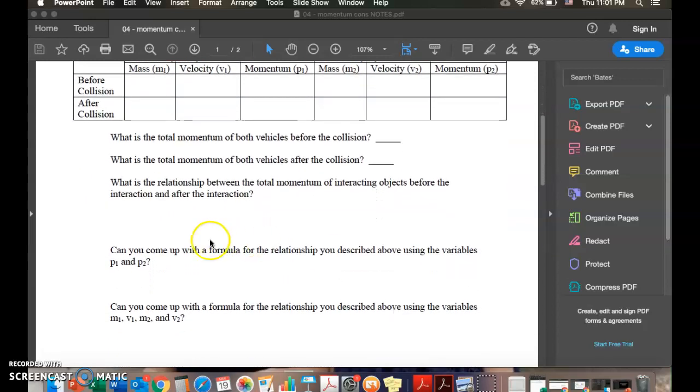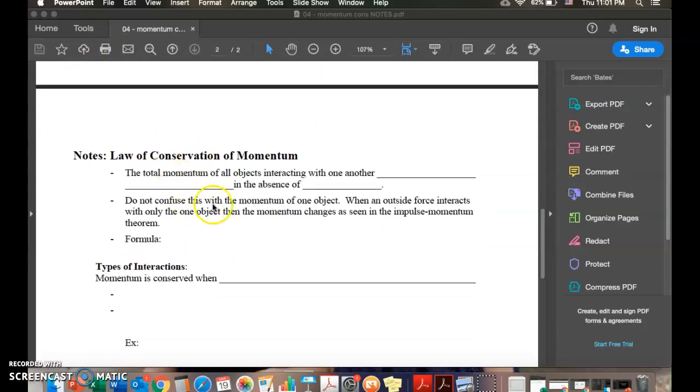Okay, you don't really need to come up with these two equations right now because we're going to talk about it in the PowerPoint right now. So we're moving on to page 2 of your notes.